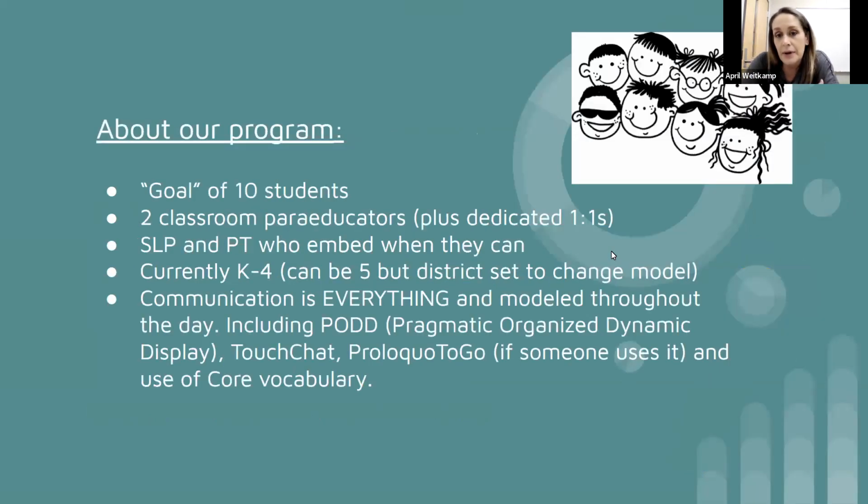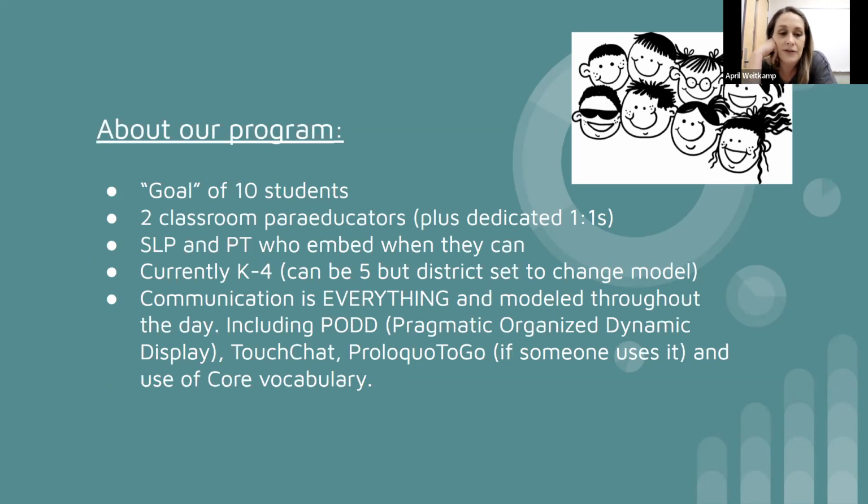Okay, so let me give you a little bit of information about my program. This is my 16th year in Everett. I did a 3 through 5 for 6 years at another school, and this has been my 10th year here at Jefferson. Our goal, and I say goal like that because we can go over, but our goal size is 10. We have a contracted 2 classroom paraeducators plus dedicated one-on-ones. I have an SLP and a PT who embed for a lot of their instruction in the classroom. Right now I have K through 4. Our district is moving back to a primary intermediate split model, which I'm very excited about.